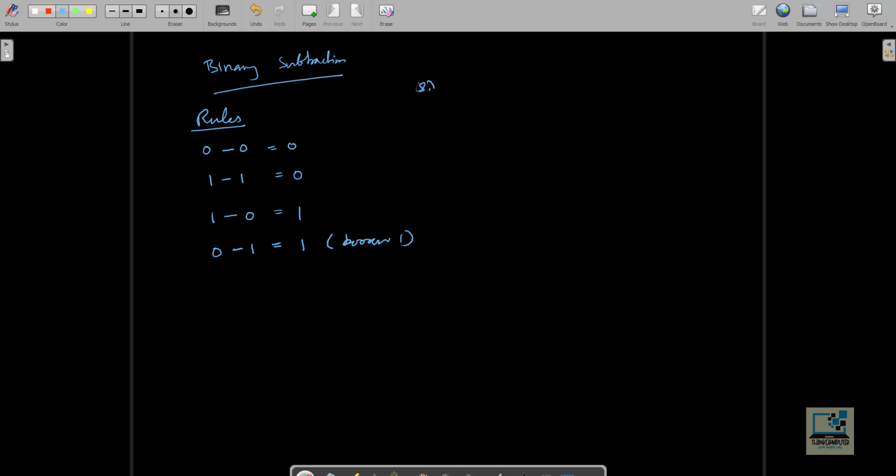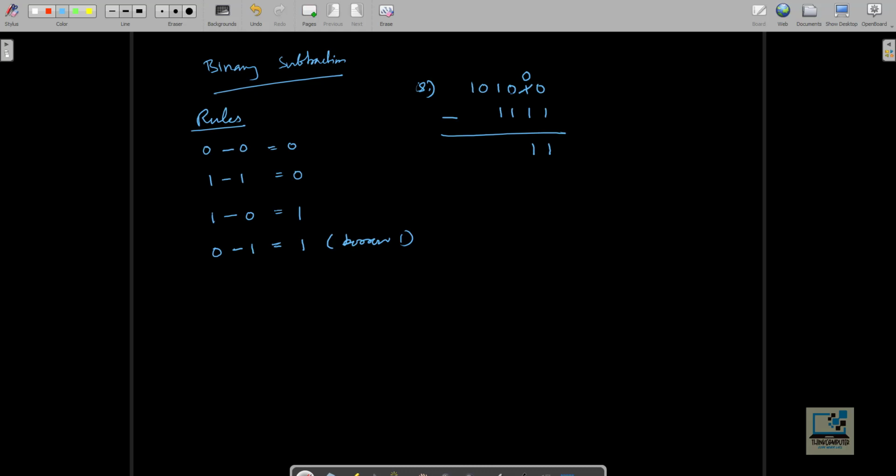Let's take a question. Suppose the number is 101010 and we are subtracting from it 1111. Okay, minus. So 0 minus 1, right? That is 1 with a borrow 1. Now how to borrow? Basically this 1 which is on the left side will become 0. We have borrowed from there. Now again 0 minus 1, it is a borrow. So we will write 1 here.